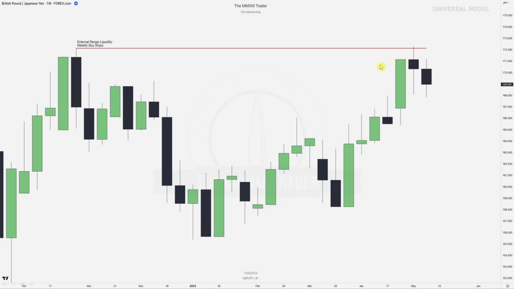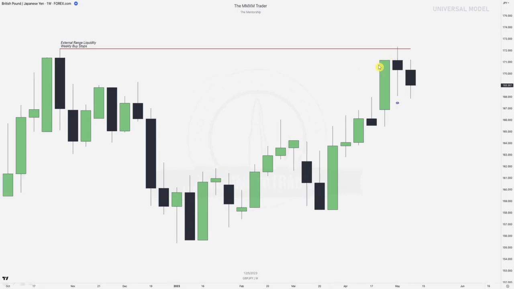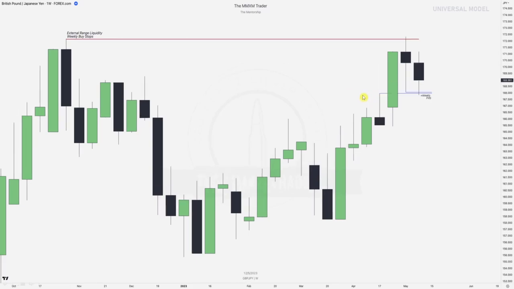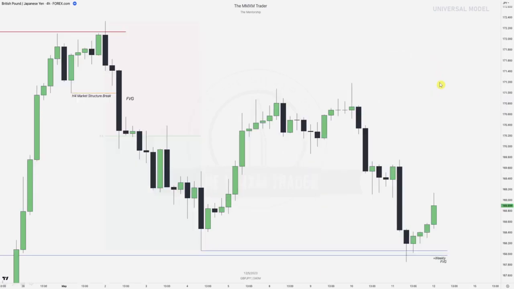So where do you see your eye go after external? We know this, we go to internal range, right? So we want to go to internal range liquidity, which is this fair value gap on the weekly time frame. So after we take these buy stops, our bias and draw on liquidity for the long-term perspective will be that weekly fair value gap. Now, how does that look on an intermediate term perspective?